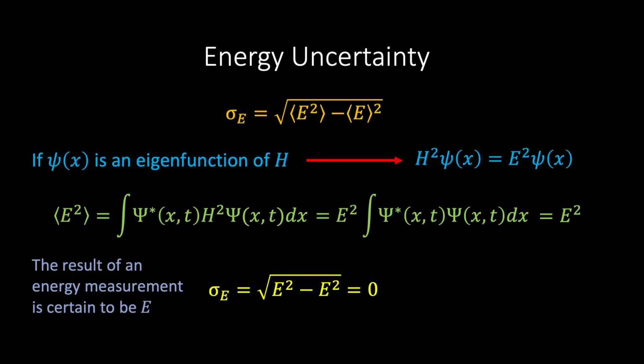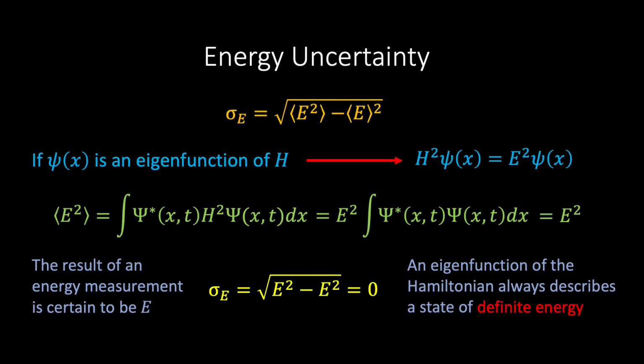So what does this mean? This is telling us that the result of an energy measurement is certain to be E, when the wave function is an eigenfunction of the Hamiltonian operator with eigenvalue E. And so we conclude that an eigenfunction of the Hamiltonian always describes a state of definite energy, and these states of definite energy are exactly the stationary states that we mentioned earlier when we said that the probability density does not change with time.